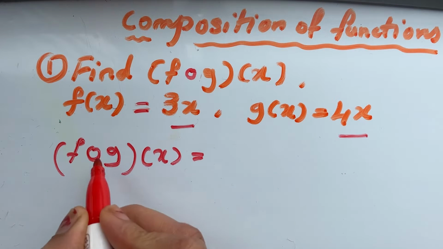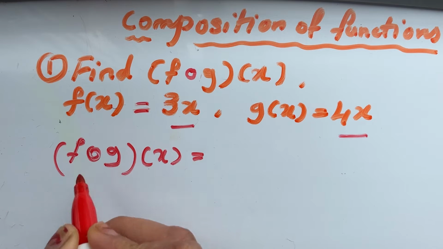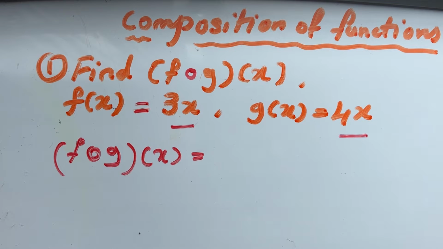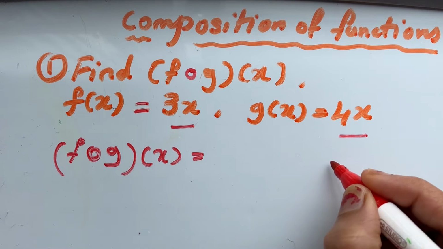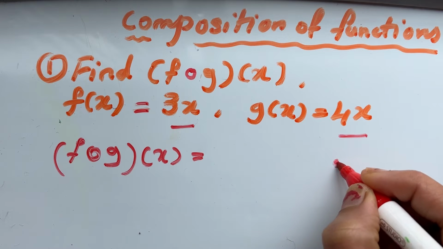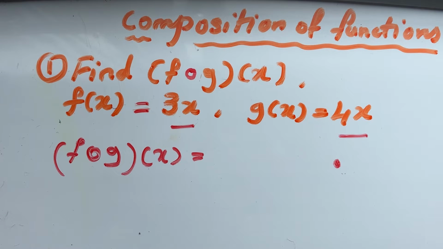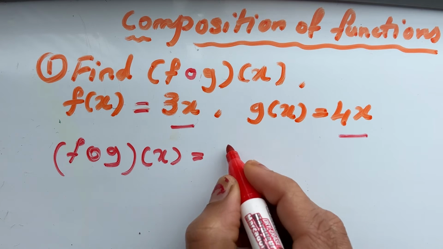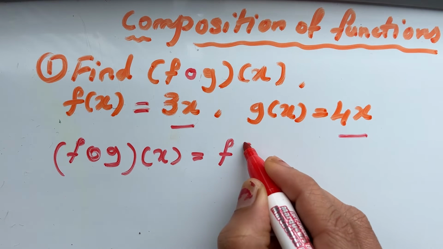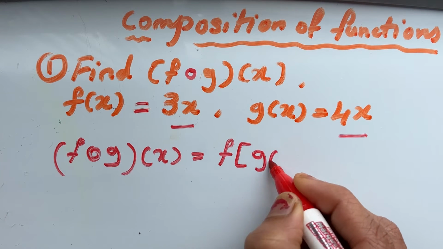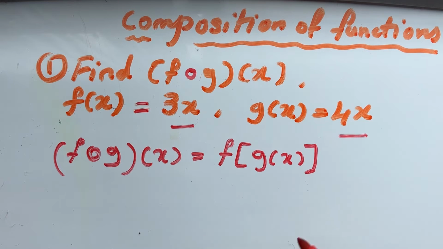The composition symbol is a small circle, not a filled circle, not a filled dot. If a filled dot is taken as multiplication, here it is just the small open circle. F composition g of x can be written as f of g of x.